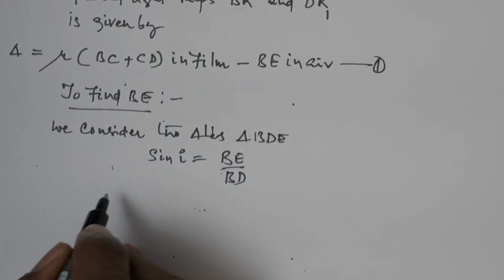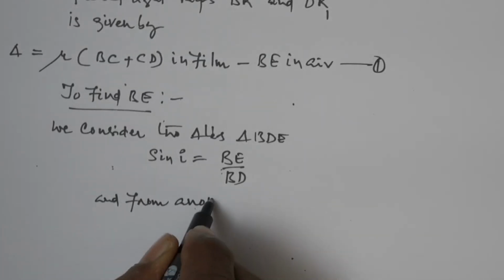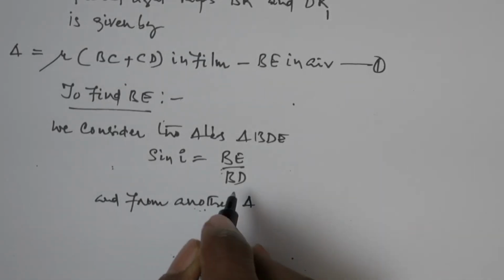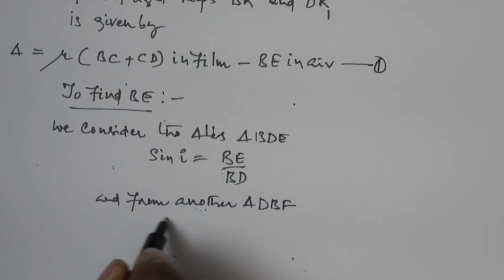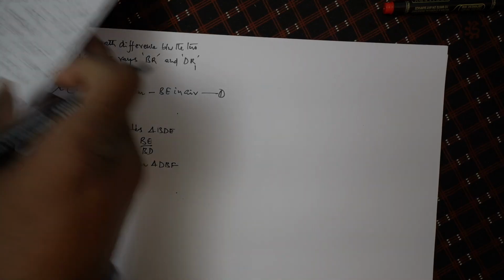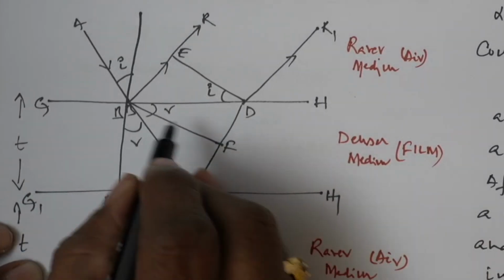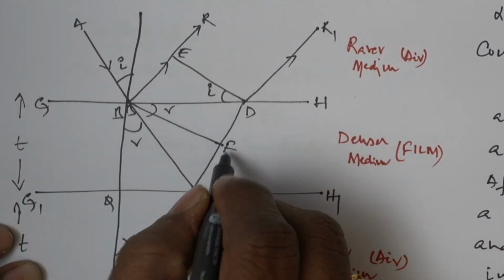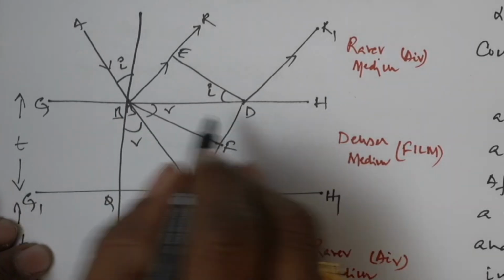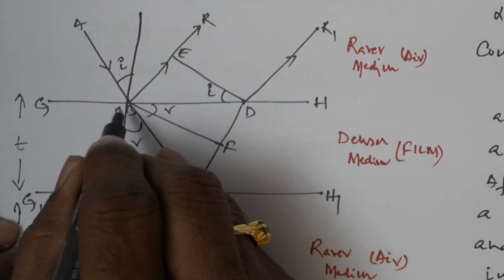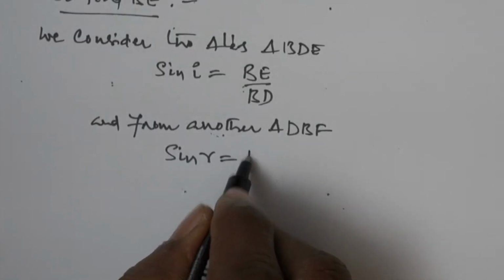And from another triangle, triangle DBF, we can write sin R. From triangle DBF, you know the formula: FD by BD. FD is the opposite side and BD is the hypotenuse. So from triangle BDF, sin R I can write as FD by BD.